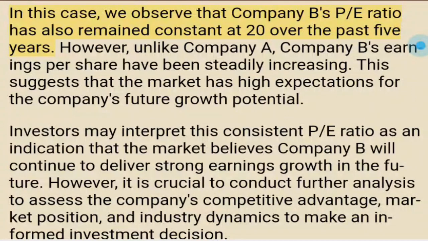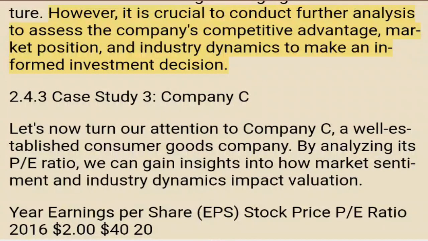In this case, we observe that Company B's P/E ratio has also remained constant at 20 over the past 5 years. However, unlike Company A, Company B's earnings per share have been steadily increasing. This suggests that the market has high expectations for the company's future growth potential. Investors may interpret this consistent P/E ratio as an indication that the market believes Company B will continue to deliver strong earnings growth in the future. However, it is crucial to conduct further analysis to assess the company's competitive advantage, market position, and industry dynamics to make an informed investment decision.